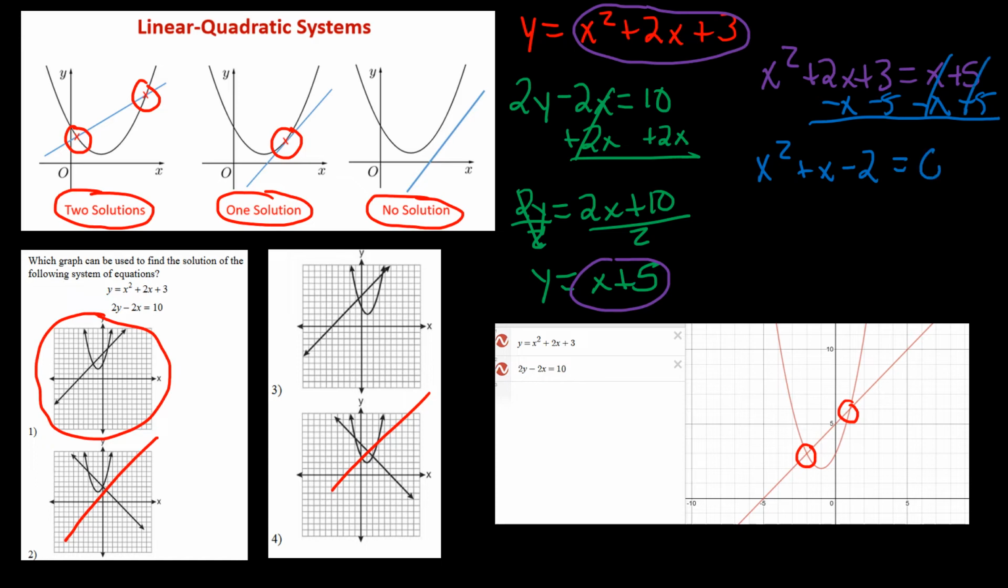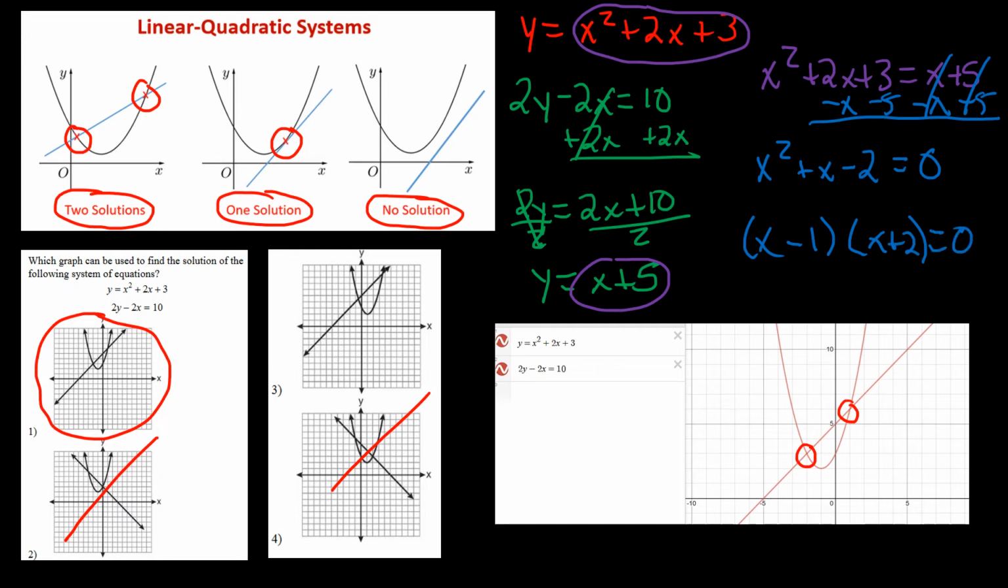0. You can then split this up into 2 binomials, x and x. We're looking for 2 numbers multiplied that give us negative 2, but added or subtracted give us 1. Well, we know that would be negative 1 and a positive 2.